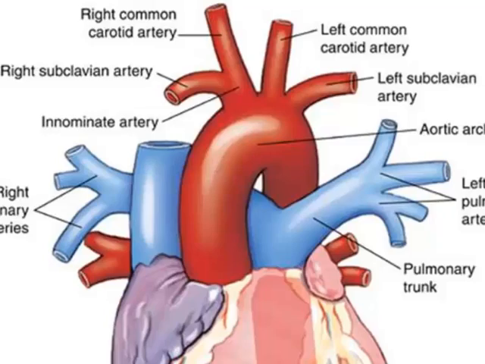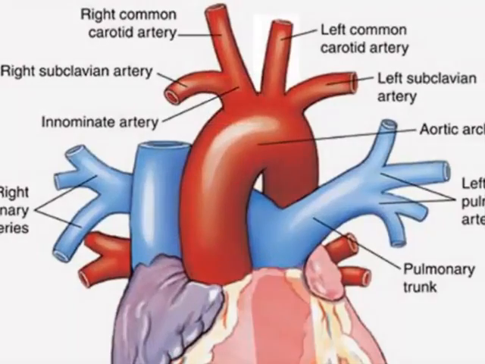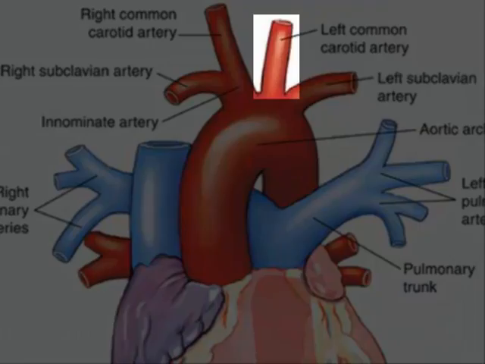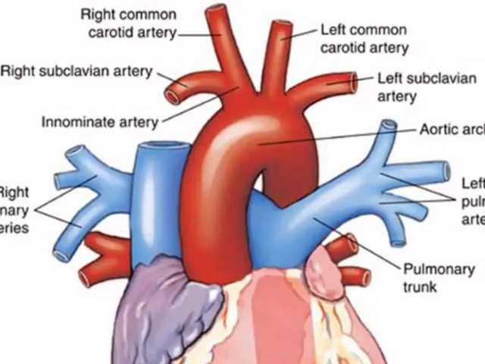The branches of the aortic arch are, from left to right, the brachiocephalic, or innominate artery, the left common carotid artery, and the left subclavian artery. Notice how the brachiocephalic artery immediately gives rise to the right subclavian and right common carotid arteries at about the level of the right sternoclavicular joint.